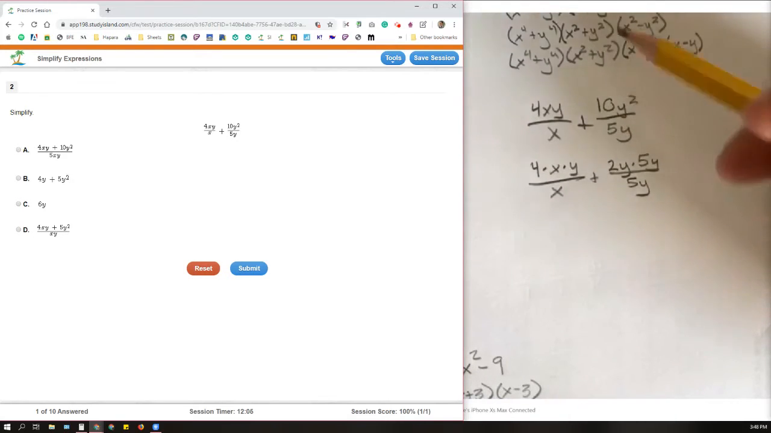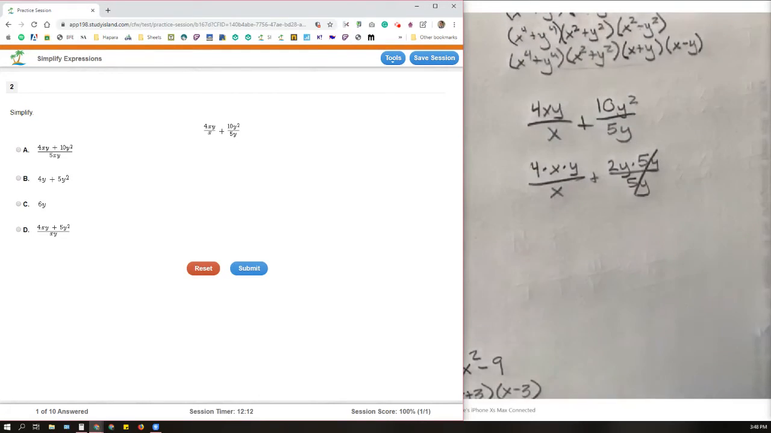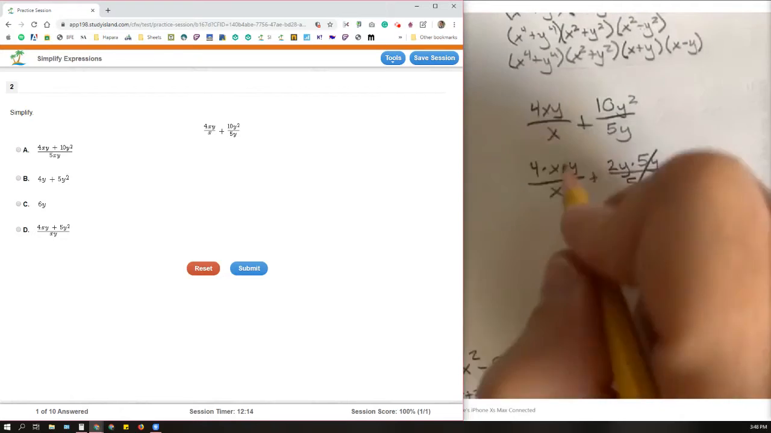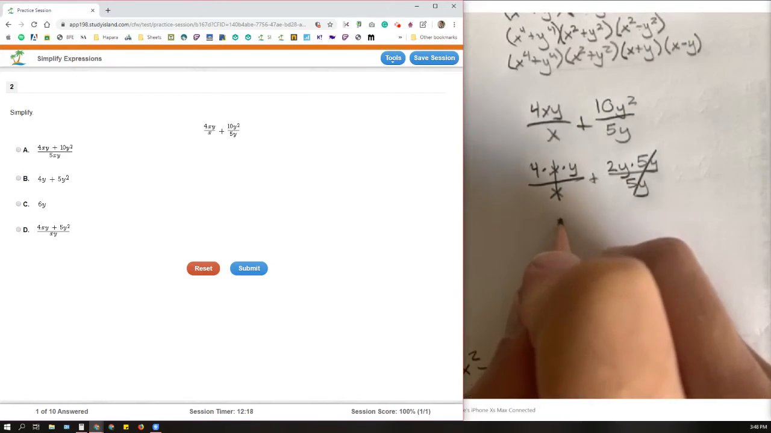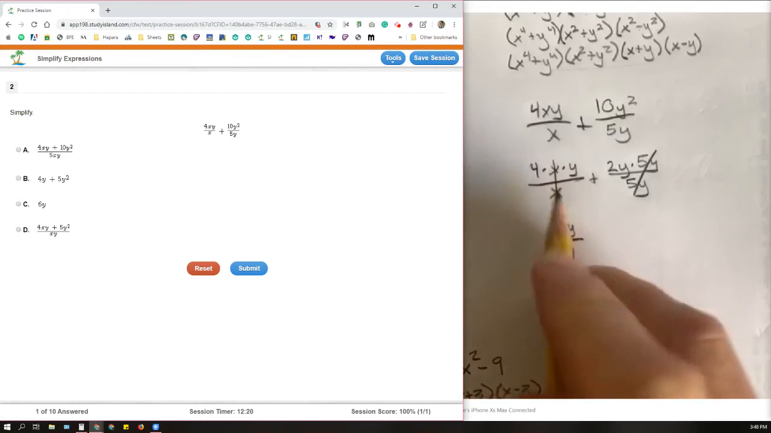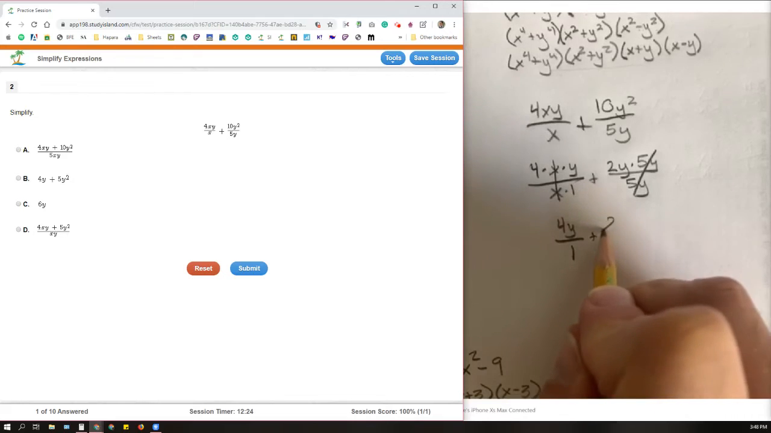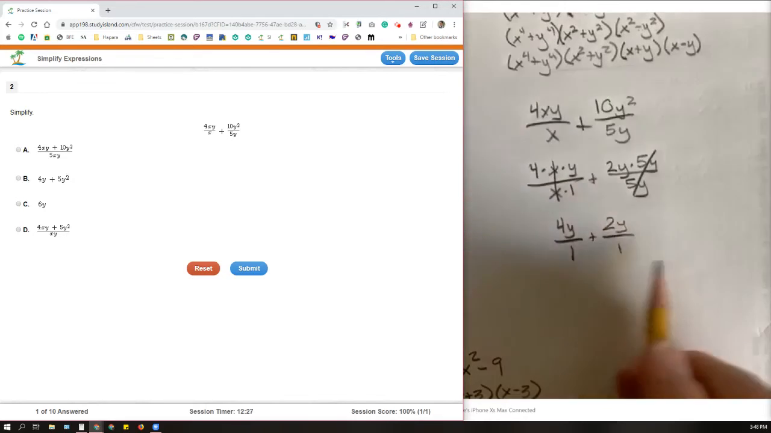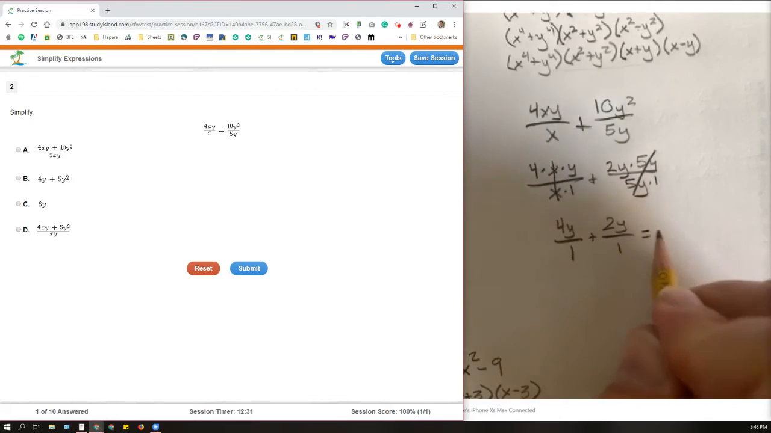If 10y squared can be written as 2y times 5y, and this fraction is over 5y, that 5y divided by that 5y, they're just going to cancel each other out. Similarly, over here, this x and this x are going to cancel each other out. So what are my new fractions? I have 4y over just 1, because there's nothing down there, just imaginary times 1, plus just 2y over 1. So do I even need the over 1s anymore? Do I even need the fractions? No, it's just 4y plus 2y, which is 6y.